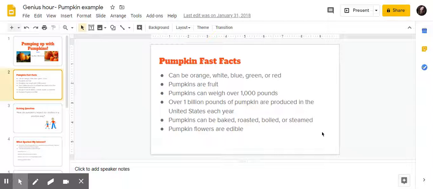I did this actually in the fall, and it tied into some of our pumpkin work that we did in the fall. Here I give some background information on pumpkins to introduce that topic to my audience. So, pumpkin fun fast facts. They can be orange, white, blue, green, or red. Pumpkins are fruit. Pumpkins can weigh over 1,000 pounds, and the list continues on. You'll notice that I used orange because often we recognize the color orange with pumpkin. So again, I'm tying that into my presentation, and those small details make a presentation even stronger.